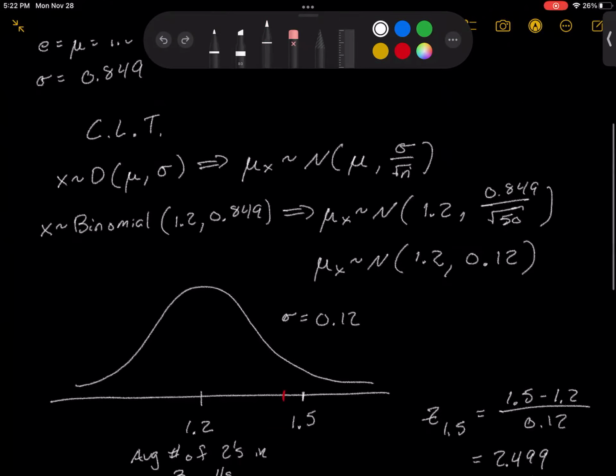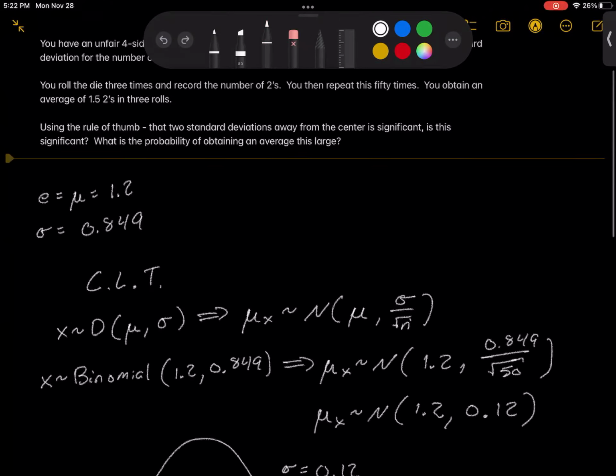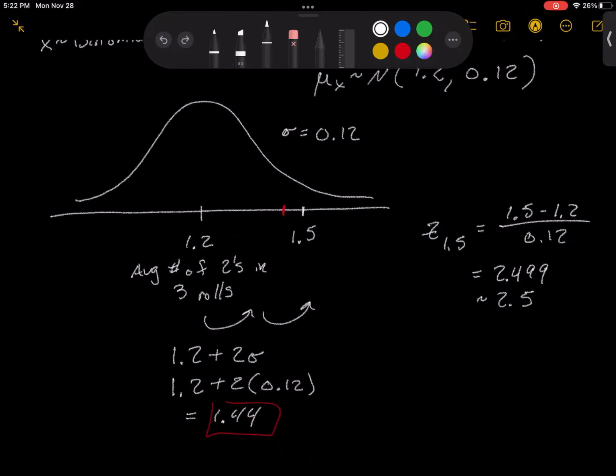All right, now the second part of the question. What is the probability of obtaining an average this large? So this is the distribution of the average number of twos in 3 rolls. It's centered at 1.2 and has a standard deviation of 0.12. If I want to find the probability of obtaining an average greater than my measured value of 1.5, I'm looking for the area in the right side of that distribution, the area in that tail. All right, so how can I get the area in the tail? Well, I need to turn this into z-scores.